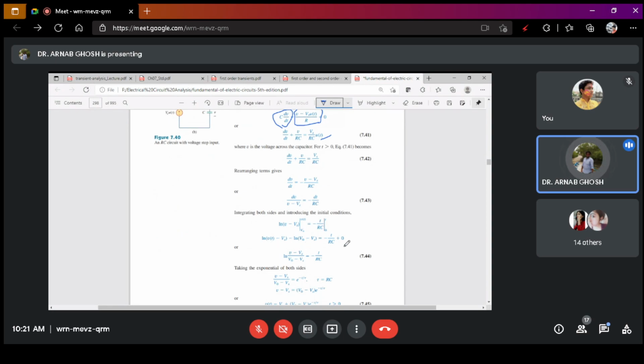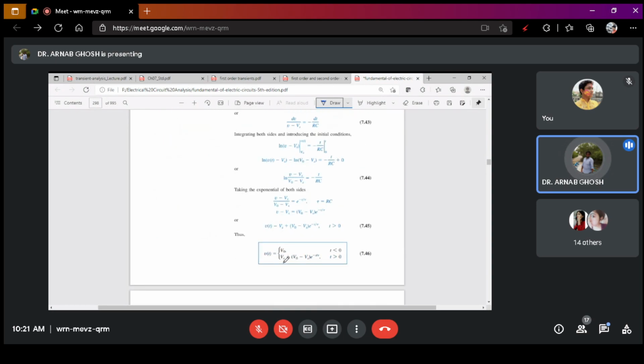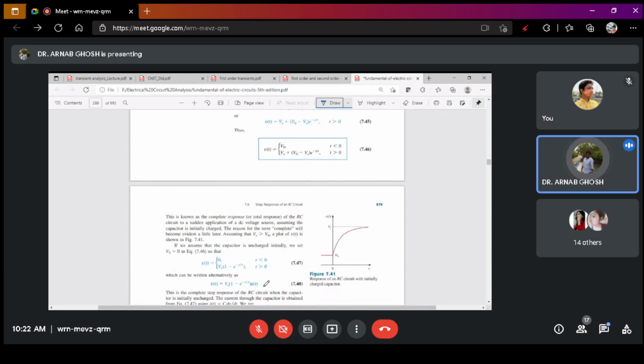So if you go through this integration, you will finally get the voltage across the capacitor as Vs plus (V0 minus Vs) e to the power minus t by tau. Now, if the capacitor does not have any initial voltage V0, then you get the expression V equals Vs into (1 minus e to the power minus t by tau) into u(t), if the capacitor is uncharged initially. And if the capacitor is charged initially, then you have the earlier expression.